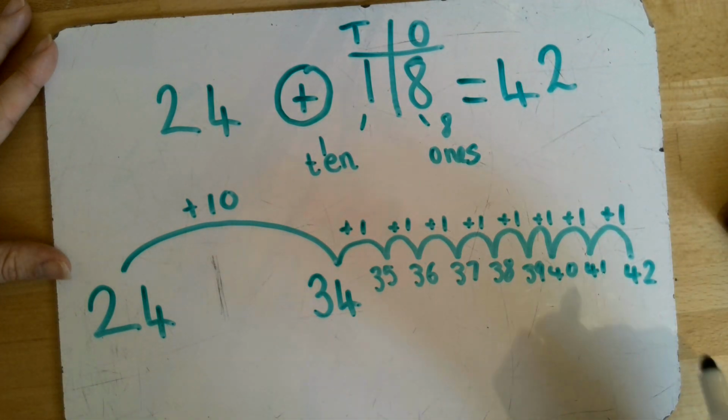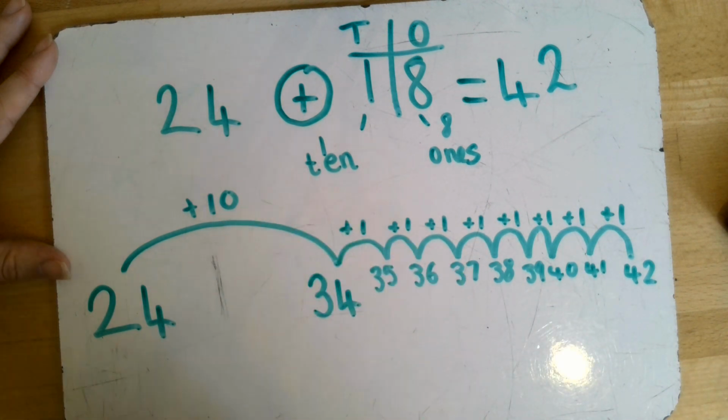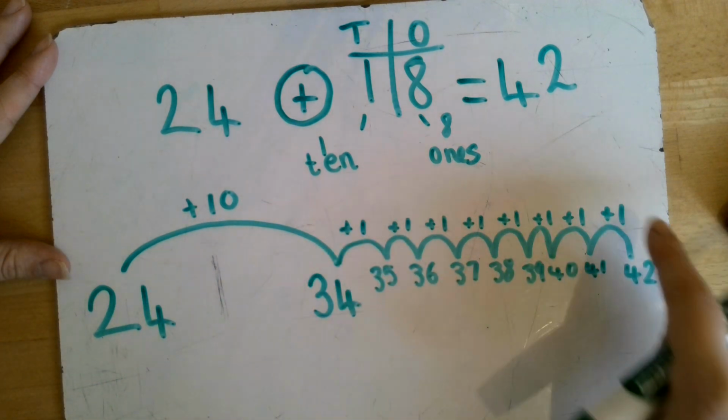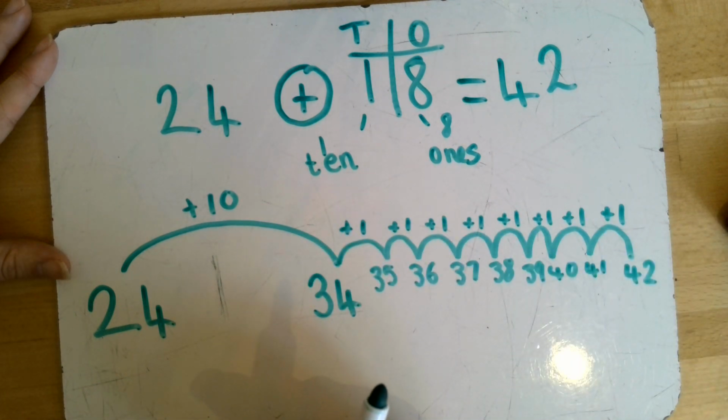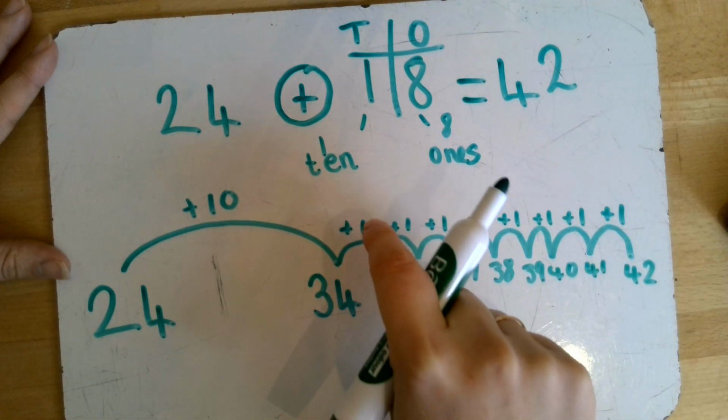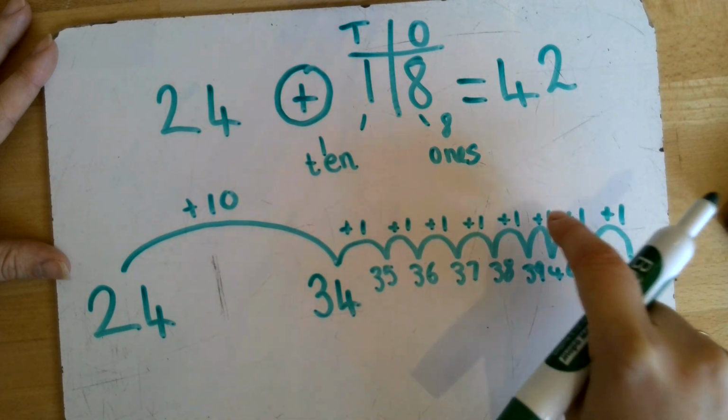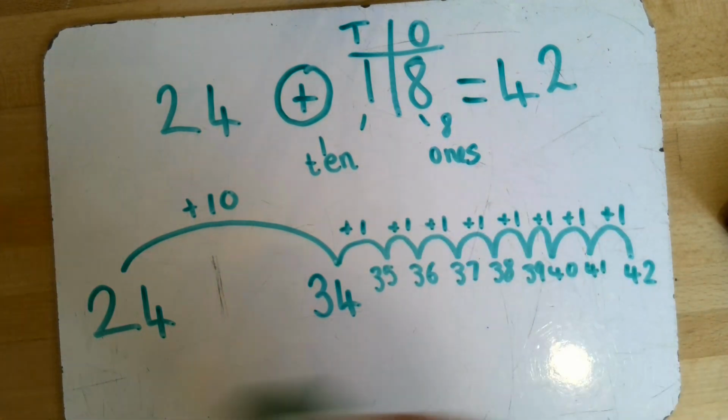So when you use a number line to help you solve your equation, the things to remember that are really important are labeling your jumps so that you know what you're adding, and double checking that you've added the right amount. So I've got 1 10 and 1, 2, 3, 4, 5, 6, 7, 8 jumps of ones.